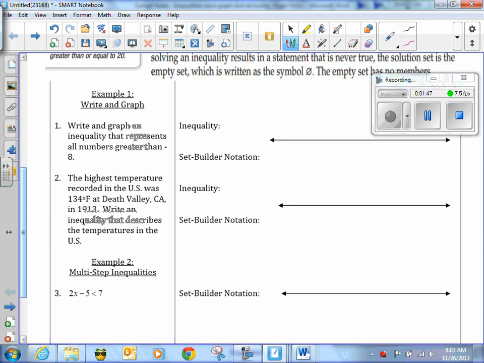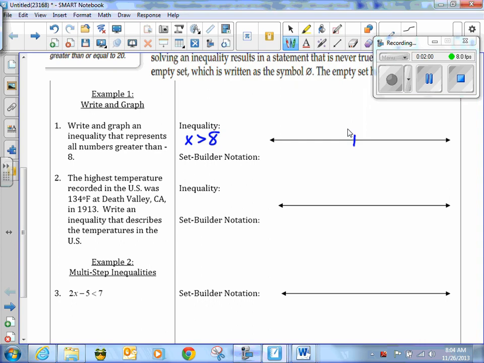Write and graph an inequality that represents all numbers greater than 8. First of all, my inequality would be x greater than 8. In order to graph that, I would have 8, I would have an open circle, and I would go to the right. Set builder notation: x, we want our braces, such that x is greater than 8. Done.